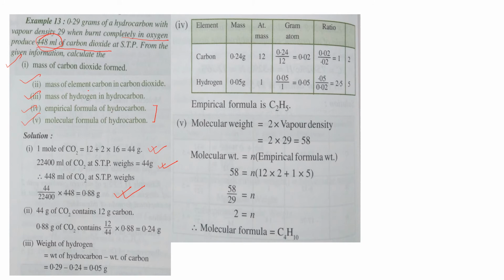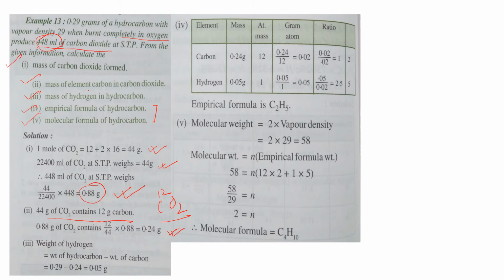Now the second one is mass of the element carbon in carbon dioxide. So that means carbon in carbon dioxide, that means CO2. In CO2, 12 gram carbon is present. So 44 gram of CO2 contains 12 gram. Now I am having 0.88 gram. So 0.88 gram of CO2 contains 12 by 44 into 0.88. So I am getting 0.24 gram. This is the answer of the second one.